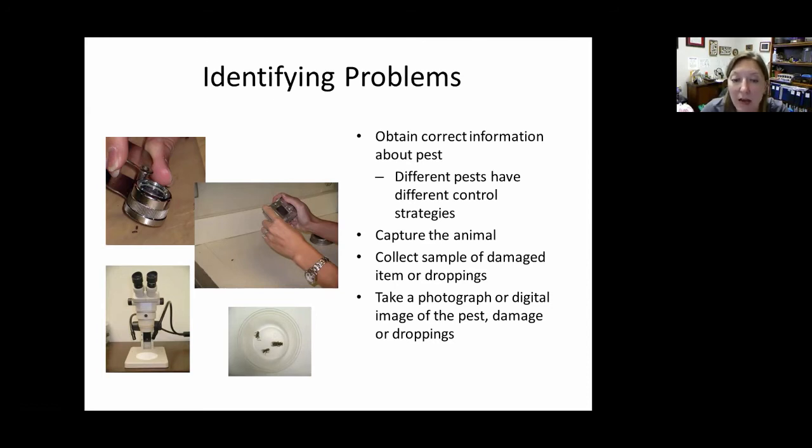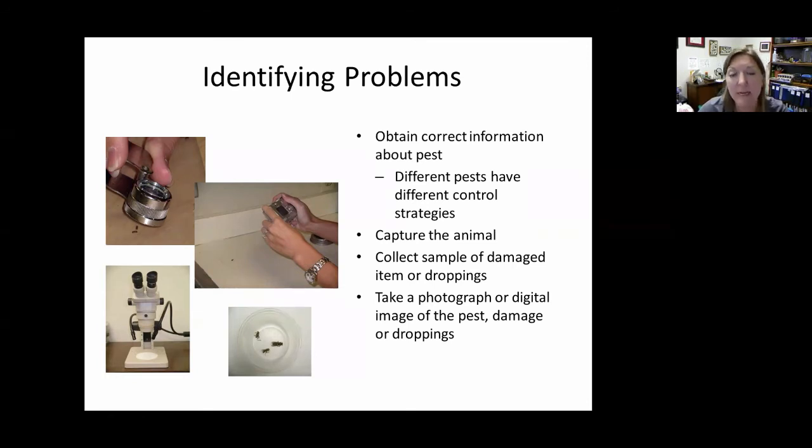And another helpful thing is to put something in the photo for size reference. That way we know how big the insect specimen is that you're looking at. And a ruler is fantastic if you can do that, but a lot of people don't have a ruler handy on them while they're looking for bug problems.